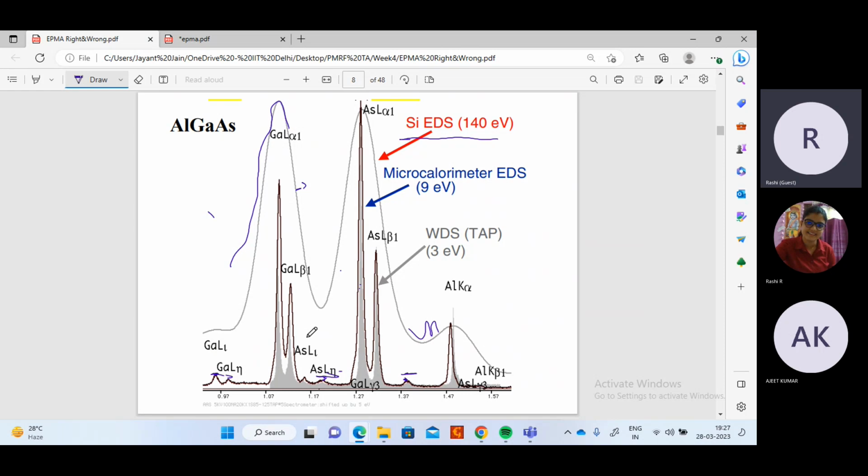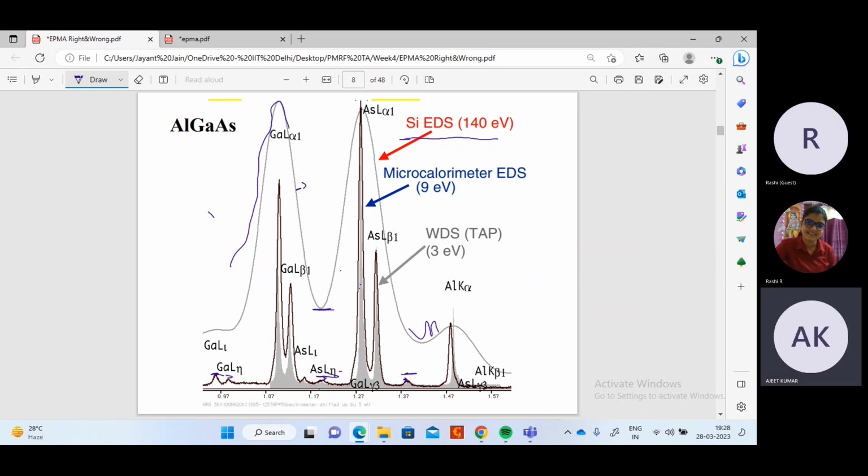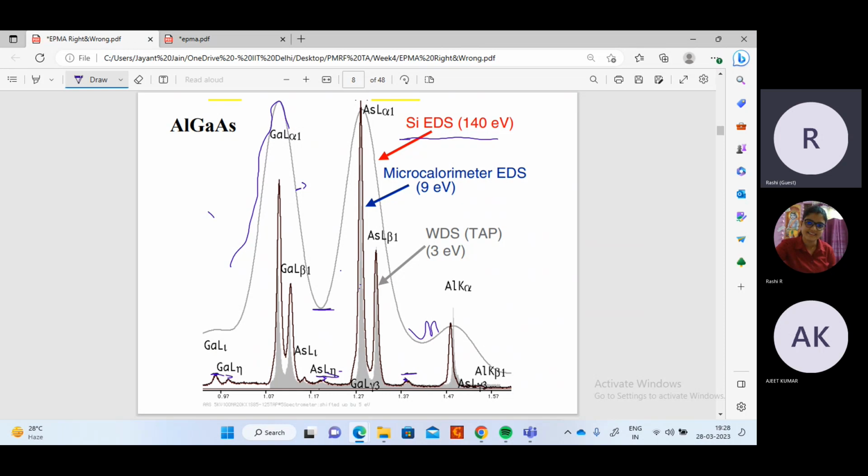And one more thing, as you can see, for EDAX the intensity will start from here. But here you can see that small minute elements are present, which are very small peaks. This will not be identified in EDAX, but it will be identified in WDS. I thought this is what you were interested in, so I put this slide. You understood the difference now, right? WDS and EDS.